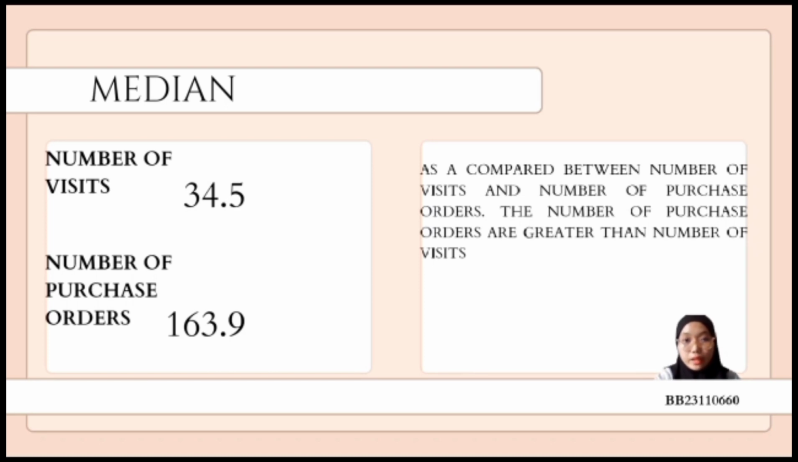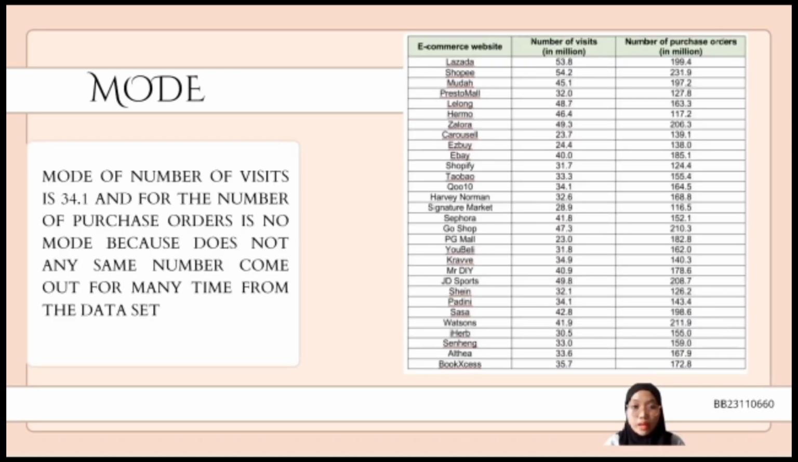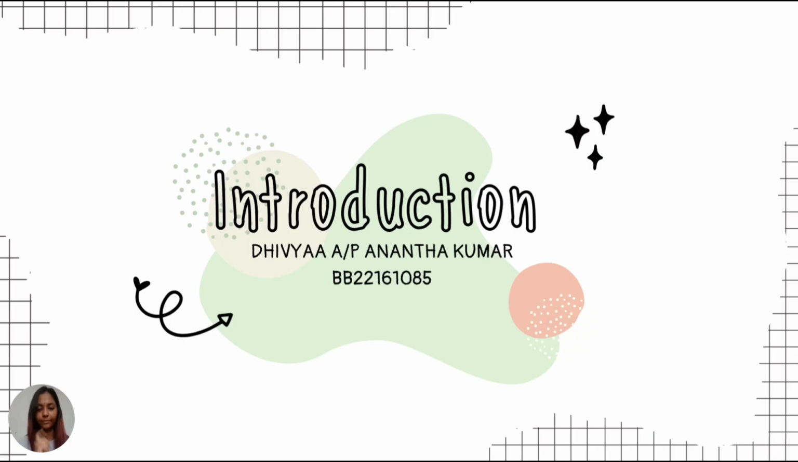Next is median. Median number of visits is 34.5 and median for purchase order is 163.9. As a comparison between number of visits and number of purchase order, the number of purchase order is greater than number of visits. Next, the mode of number of visits is 34.1 and for the number of purchase order there is no mode because no same number comes out many times from the data.